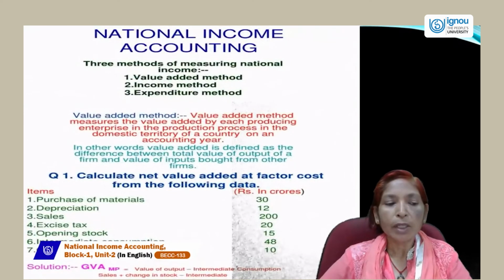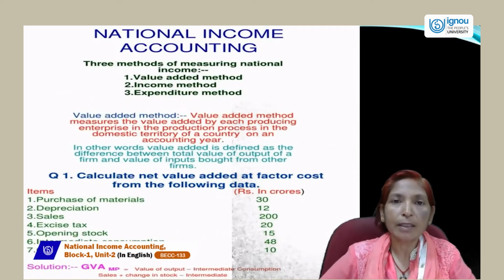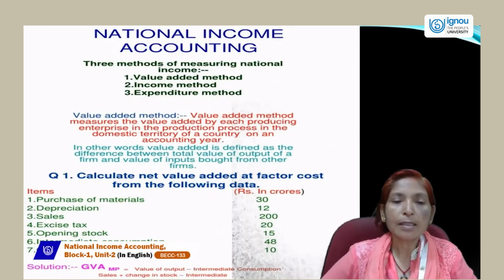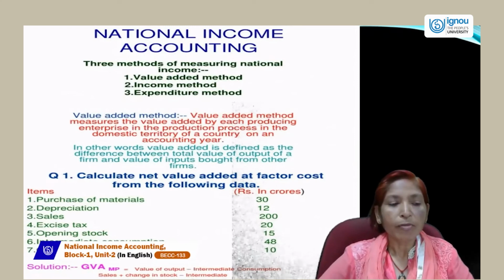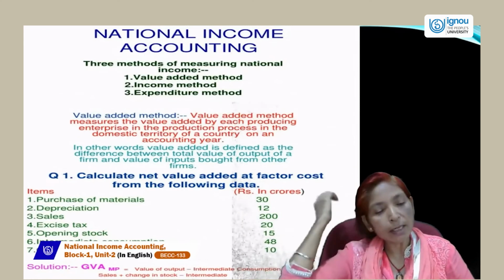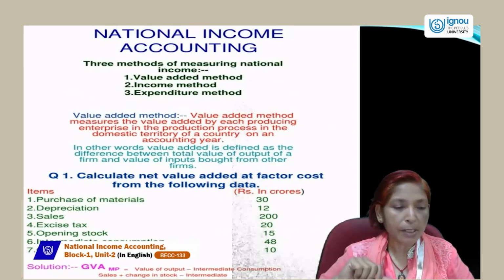National income accounting has three methods, and we have discussed all three. The first is the value added method, which is known as the product method and output method. Second is the income method, and third is the expenditure method. If we want to calculate net value added at factor cost, or NDP at FC, from the following data, the value added method will be used in this numerical, because purchases of material, depreciation, sales, excise taxes, indirect tax, opening stock, intermediate consumption, and closing stock are given.